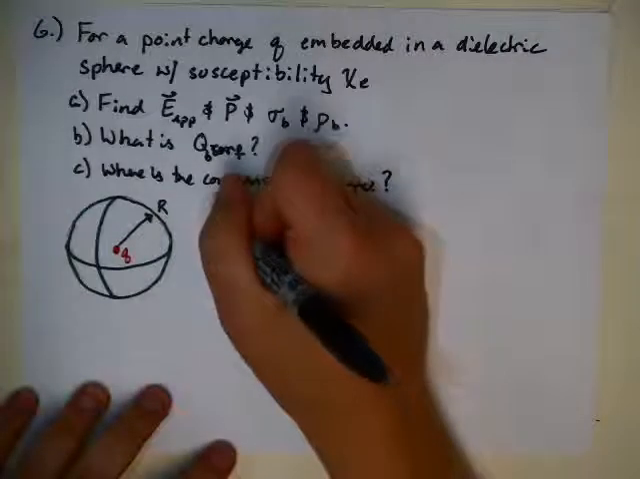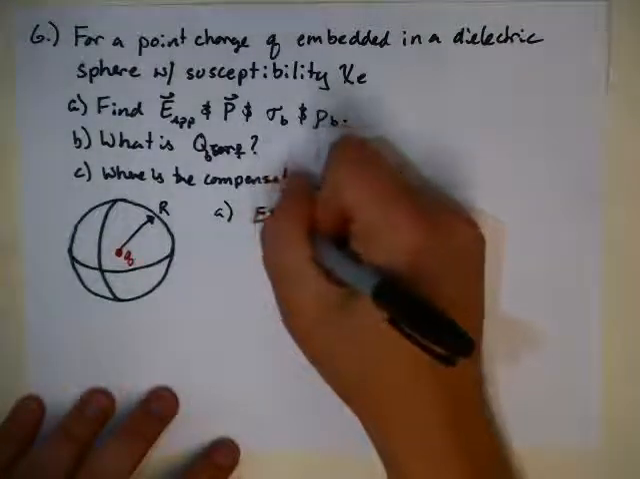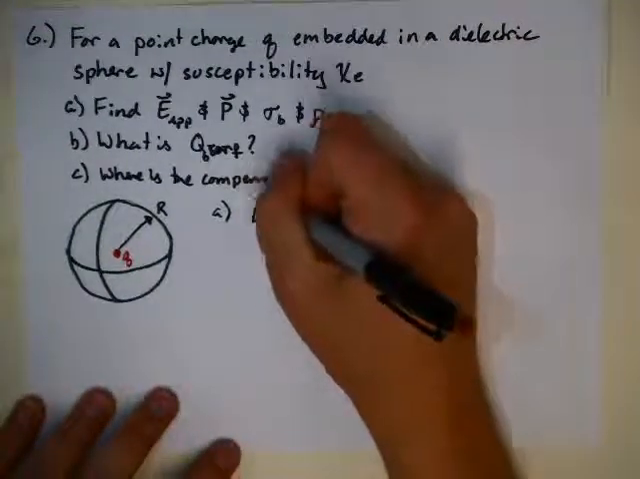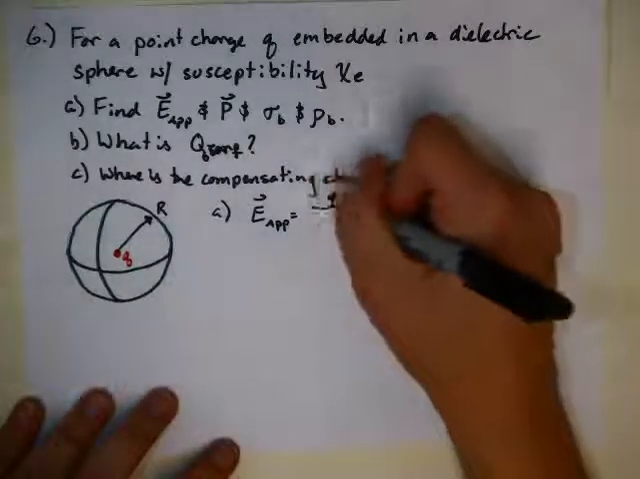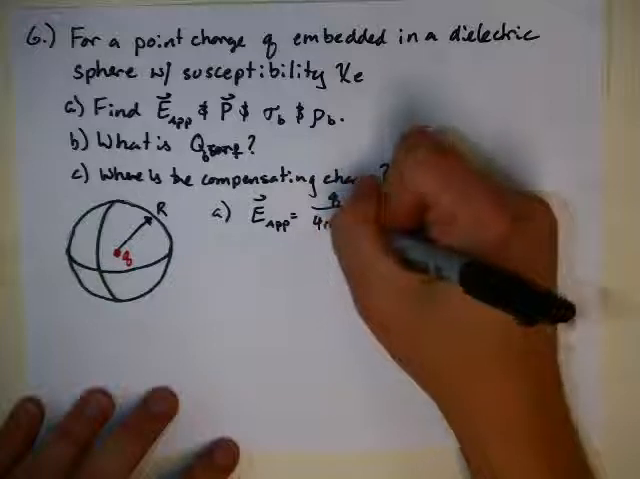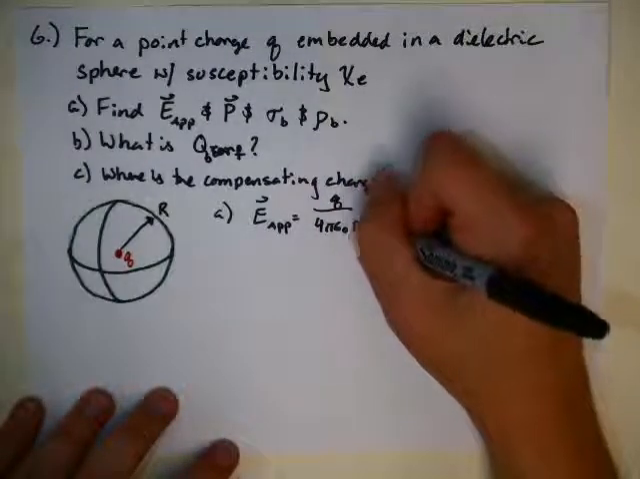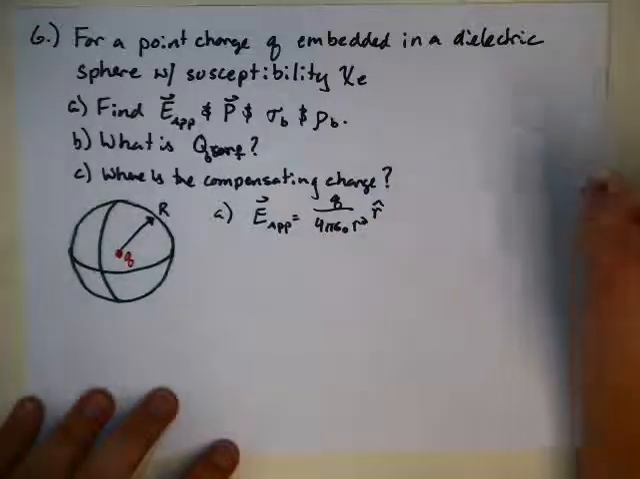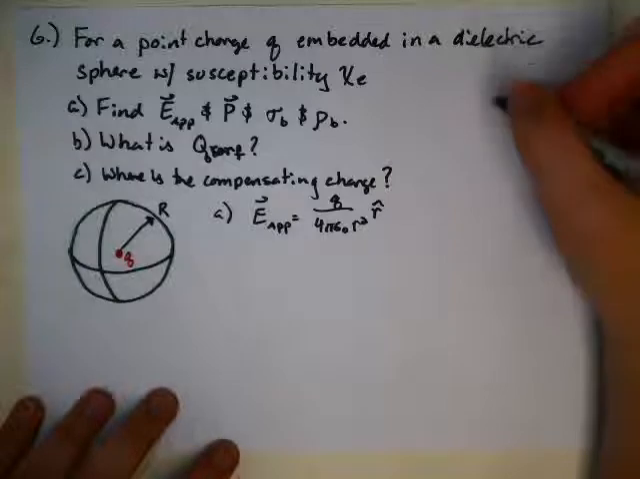And so for part A, this is pretty easy. The applied electric field is going to be the electric field of the point charge. So this is just Q over 4 pi epsilon naught times 1 over r squared r hat. And so this is the electric field for a point charge. We can just write it down.